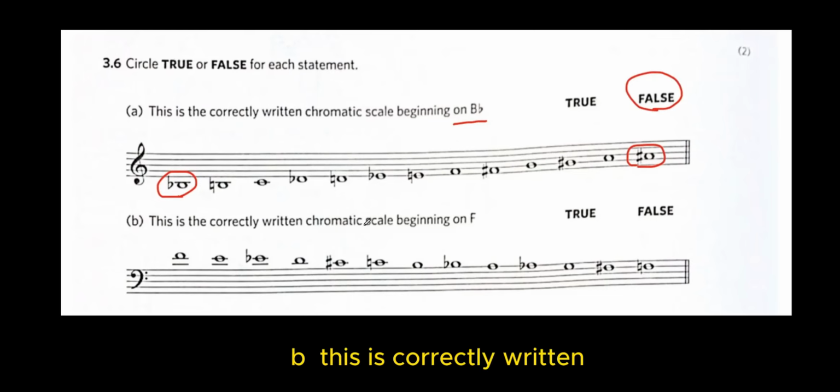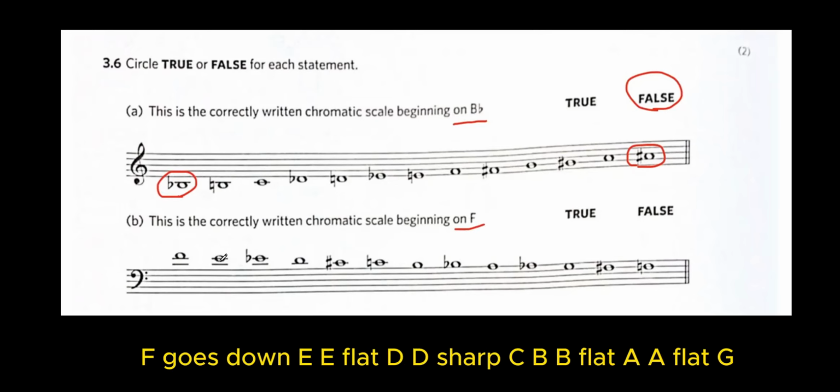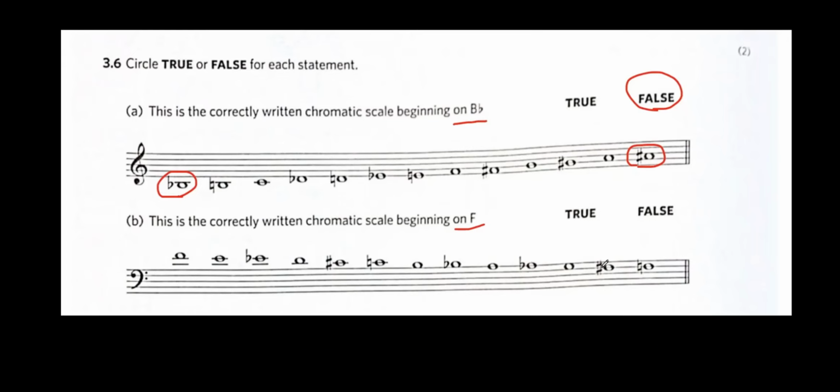B. This is a correctly written chromatic scale beginning on F. The first note is an F. F goes down: E, E flat, D, D sharp, C, B, B flat, A flat, G, F sharp, F natural. That's correct.